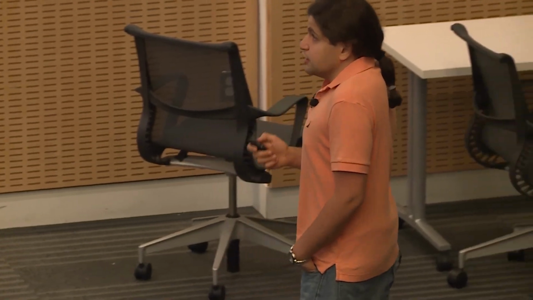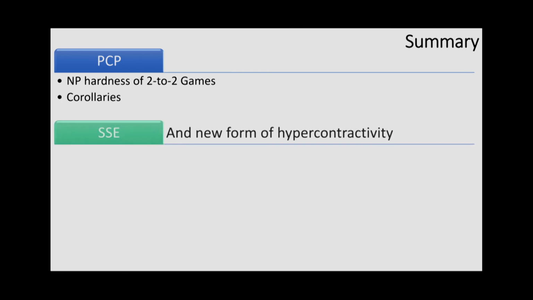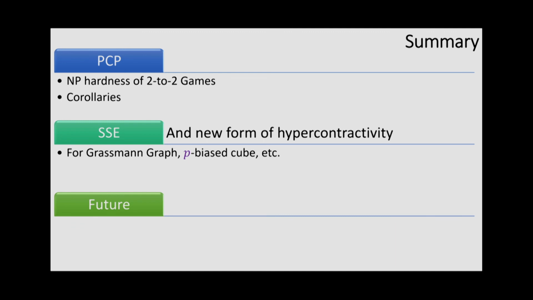So we touched on kind of two topics. We discussed PCPs, namely the 2-to-2 games conjecture and some of its corollaries. We discussed small set expansion, new notions of hypercontractivity for the Grassmann graph, the p-biased cube, and so on. And what about the future? Well, I'm really positive that these new tools and techniques will find some new applications, and who knows, maybe we can make even further progress towards the games conjecture. So that's all I wanted to say. Thank you.